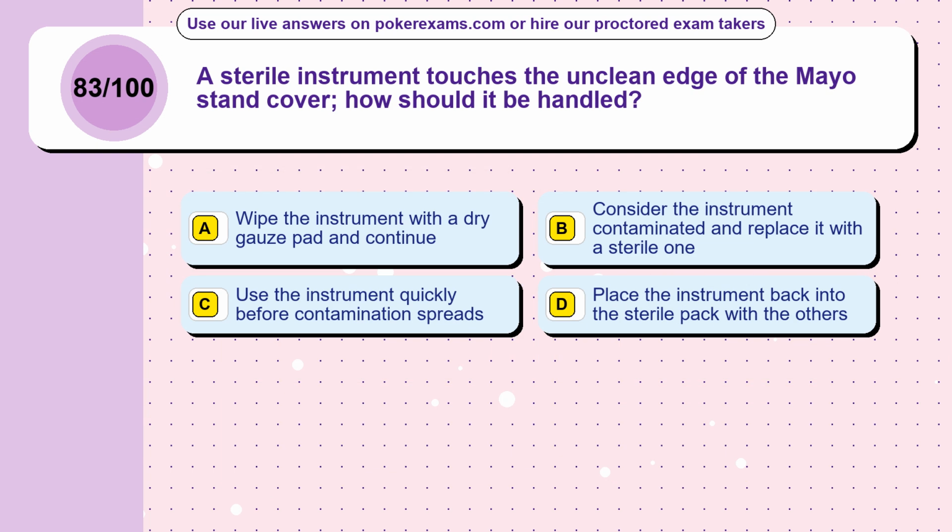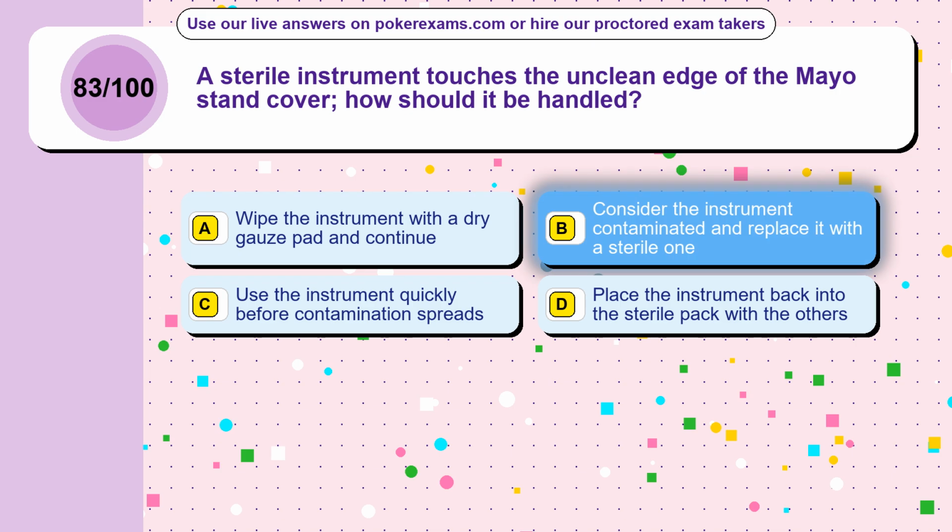Question 83. A sterile instrument touches the unclean edge of the Mayo stand cover. How should it be handled? Option A, wipe the instrument with a dry gauze pad and continue. Option B, consider the instrument contaminated and replace it with a sterile one. Option C, use the instrument quickly before contamination spreads. Option D, place the instrument back into the sterile pack with the others.